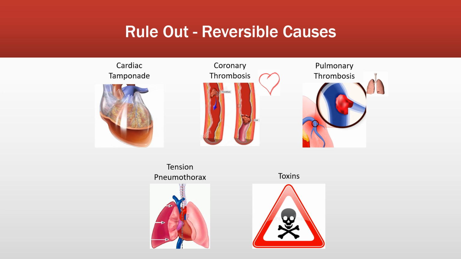Next are the T's. We've got 2 in the heart: cardiac tamponade and coronary thrombosis. Remember the big 3 signs of cardiac tamponade: that is JVD, muffled heart tones, and narrowing pulse pressure. Then we have 2 in the lungs: pulmonary thrombosis and tension pneumothorax. Remember the big 3 signs and symptoms of tension pneumothorax: decreased or absent breath sounds, JVD, and hypotension. And then we have toxins. So as a review, we've got cardiac tamponade, coronary thrombosis, pulmonary thrombosis, tension pneumothorax, and toxins.